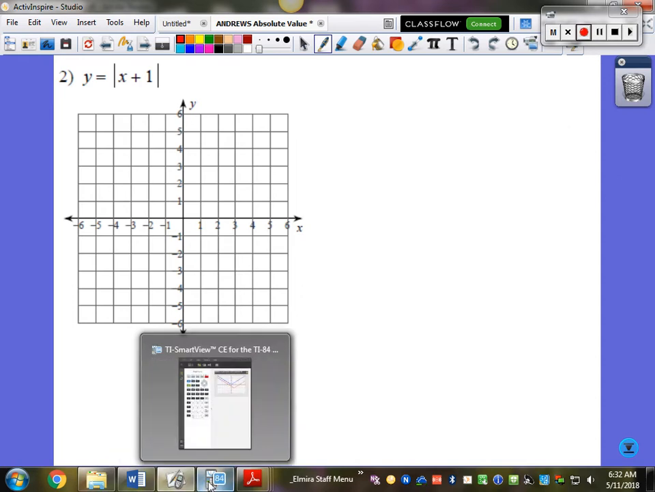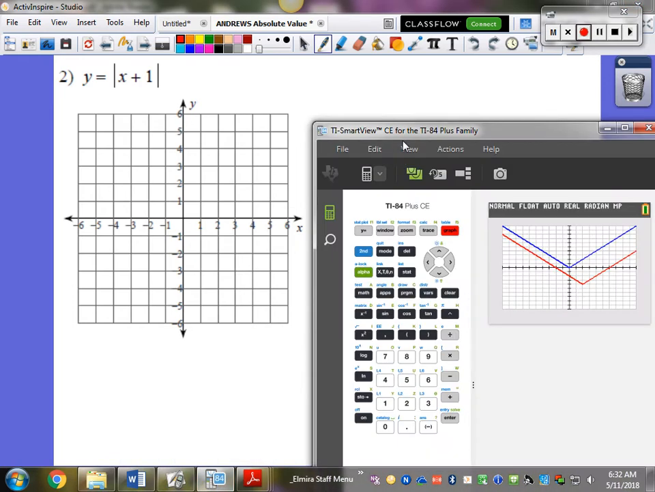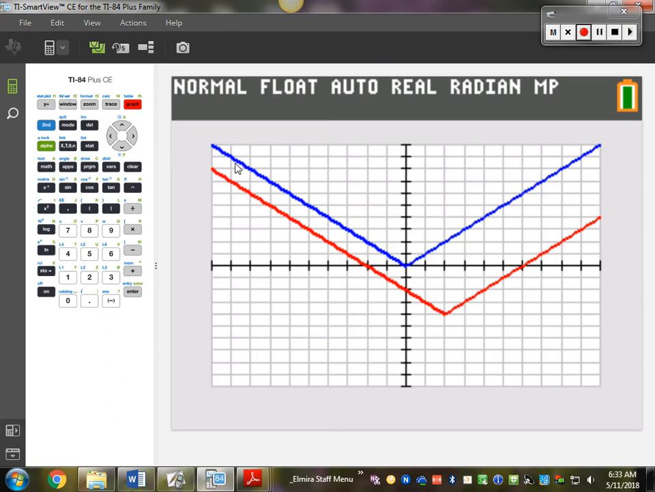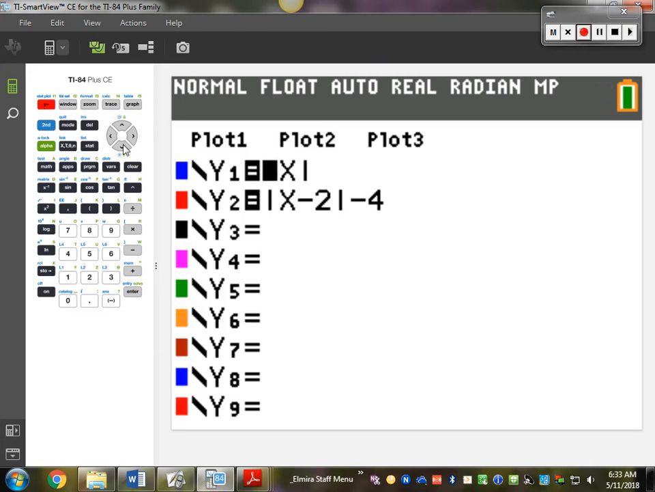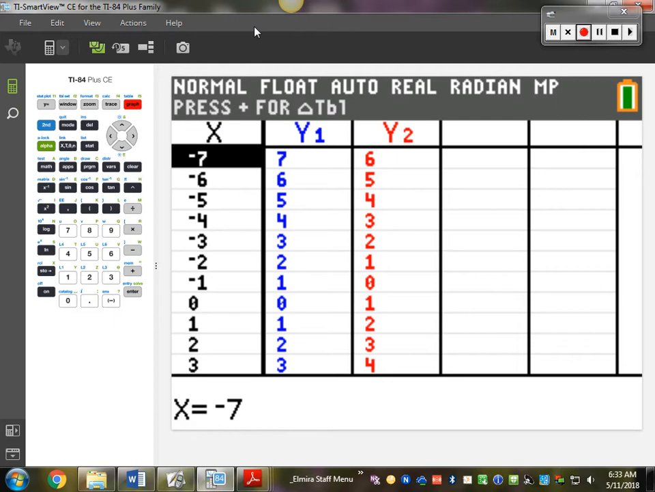So in our calculator, again, we're going to leave the parent function in there. I'll change this to a plus, change that to a 1, delete out the -4, and pull out my table. I don't need -7, so I'm going to arrow out of that.